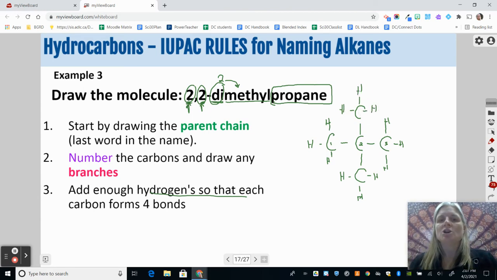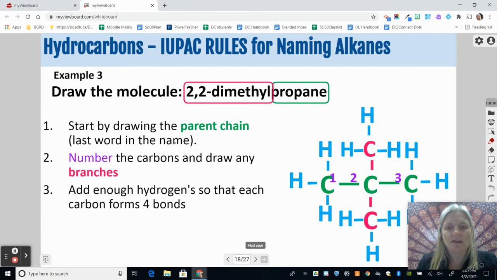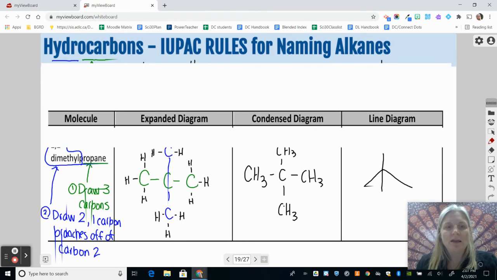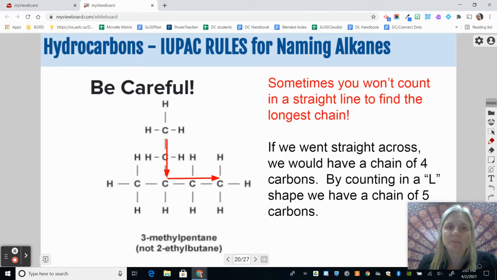And that is 2,2-dimethylpropane. Right. And then we have the answer key for that one. And again, the same 2,2-dimethylpropane can be written in the condensed form here and the line diagram form. Try and take a look and see how this condensed form lines up to that line diagram. See if you can understand that.